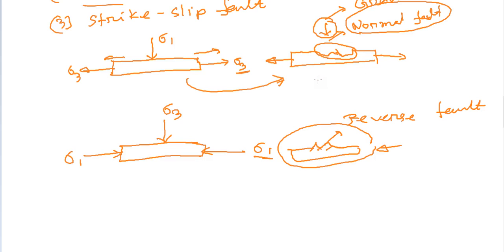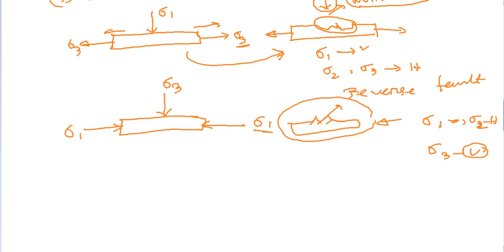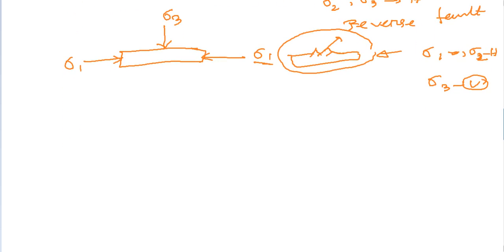So in normal fault, sigma 1 is vertical and sigma 2 and sigma 3 are horizontal, right? Here for the reverse fault, sigma 1 and sigma 2 are horizontal and sigma 3 is vertical. Sigma 3 is vertical. So that is when reverse fault occurs and when normal fault occurs, and that is one of the other fault types. Strike slip fault is here.